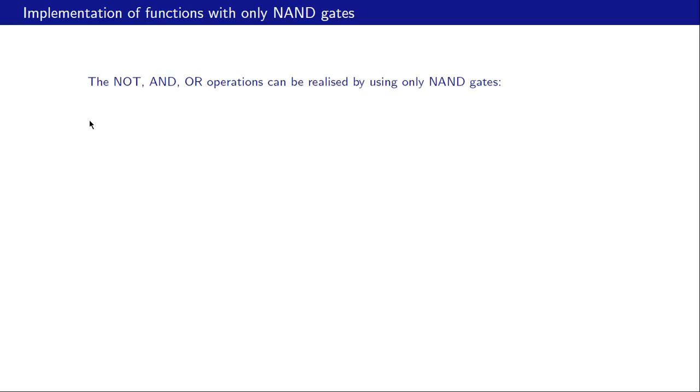Let us now look at implementation of logical functions with only NAND gates. It turns out that the NOT, AND, OR operations can be realized by using only NAND gates. And let us look at these one by one, starting with the NOT operation. So here is the implementation. We have a NAND gate here. We connect the 2 inputs together and connect our input variable A over there. So what do we have at the output? We have A dot A bar, and since A dot A is nothing but A, we get A bar at the output.